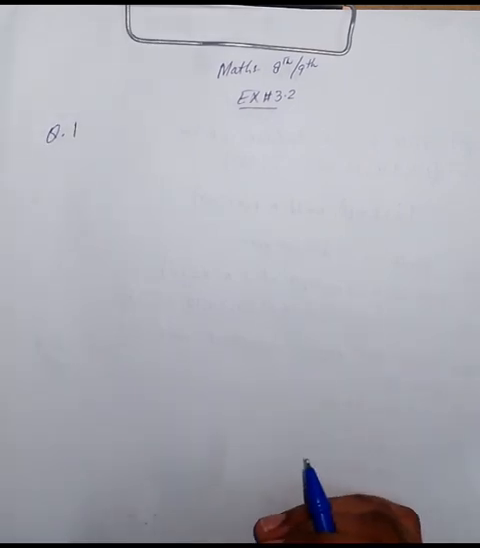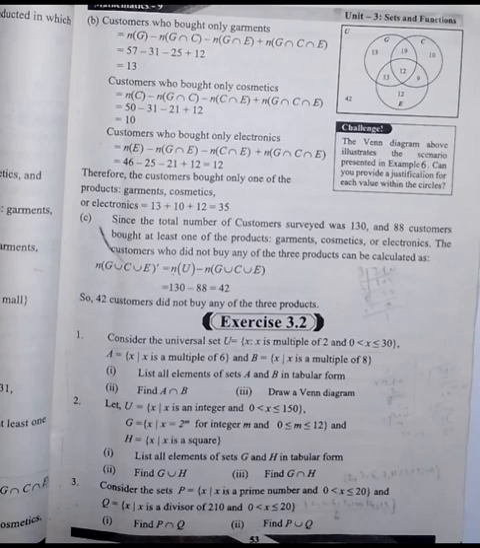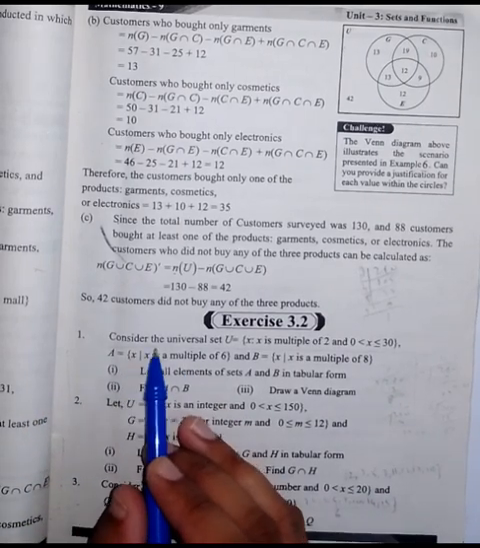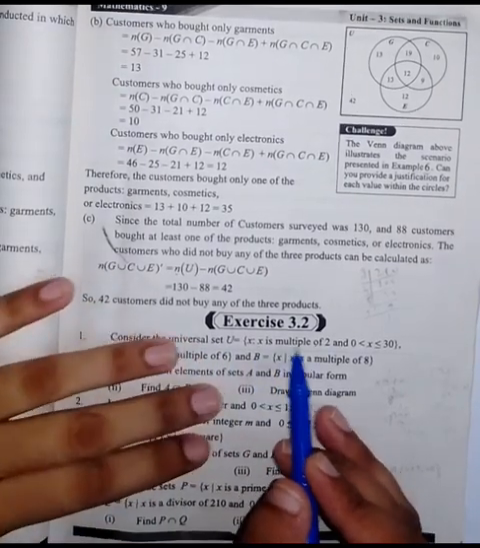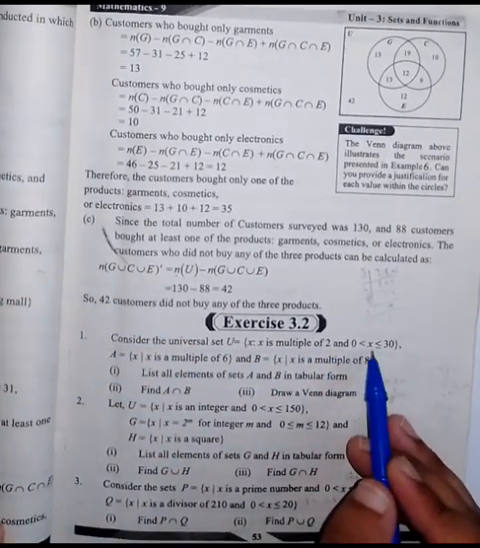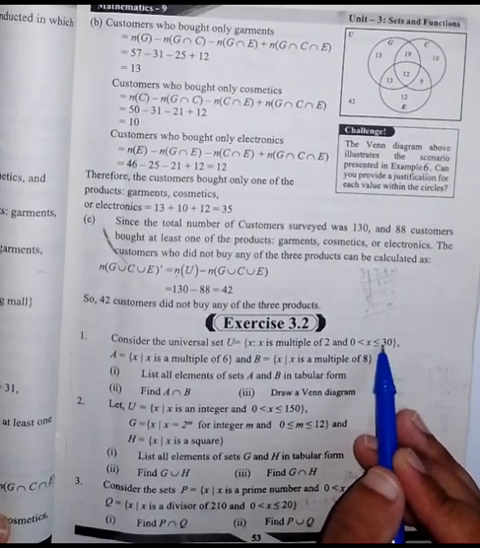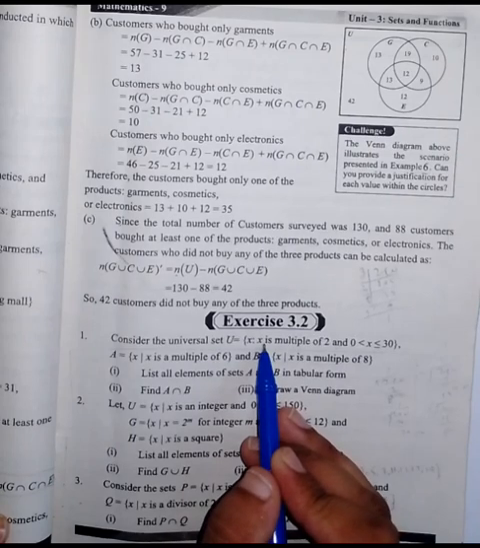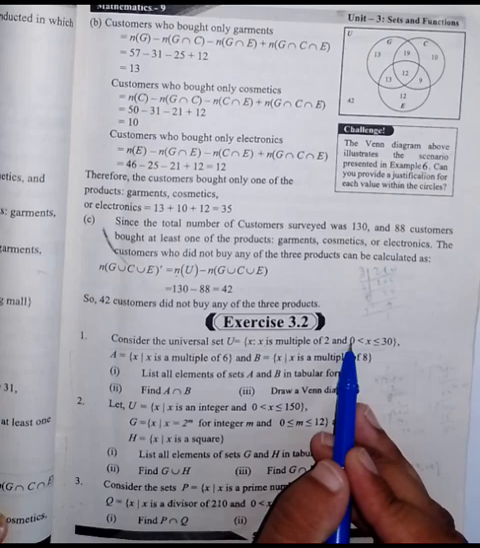Today we are going to study class 8 mathematics exercise 3.2 question number 1. Question number 1 is: consider the universal set U, that is x such that x is a multiple of 2 and x is greater than 0 but less than or equal to 30. It means this universal set contains all the even numbers up to 30, starting from 2 and ending at 30. This is the universal set U.